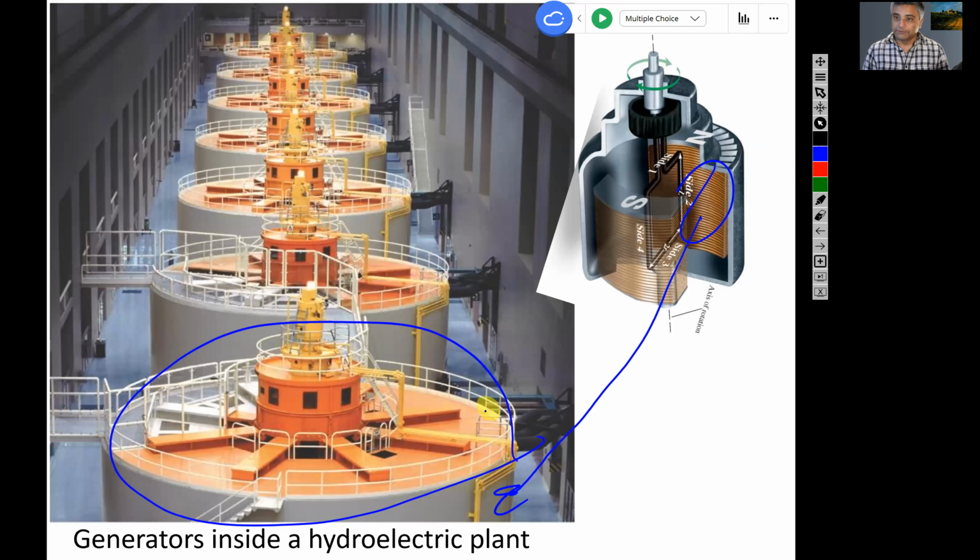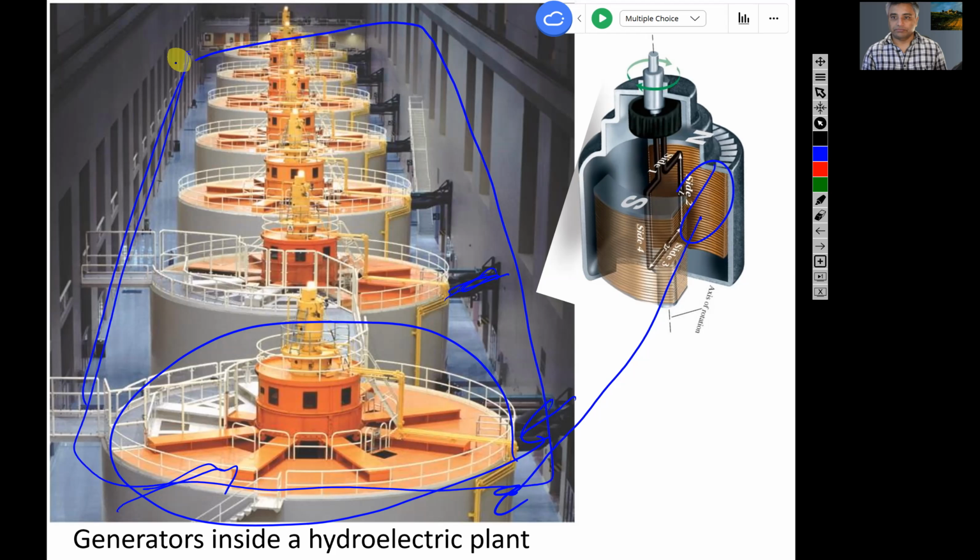So you set up a lot of these generators and you collect the EMF or the current from all of them and transmit it to the place where you're going to be using electricity. Okay, so Hoover Dam near Las Vegas, I think this picture may be from the inside of that, okay? But I'm not sure at this moment. I forgot to write the source here.